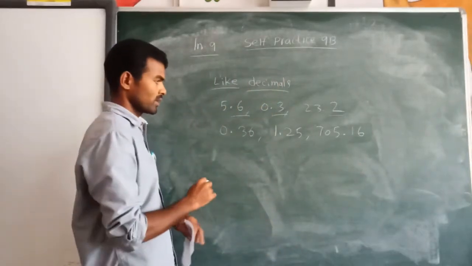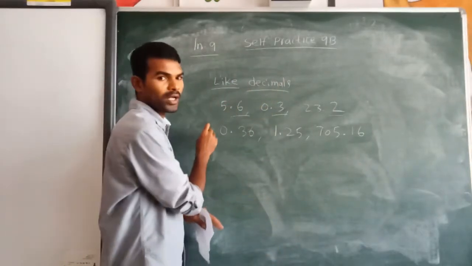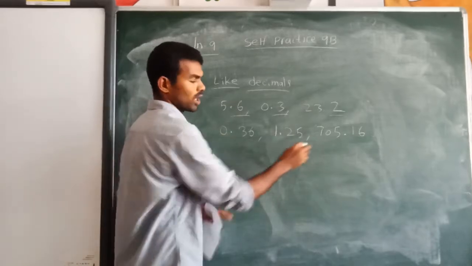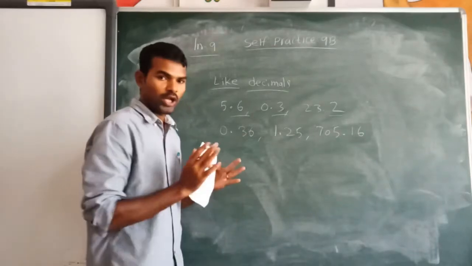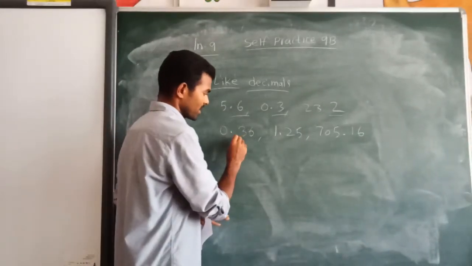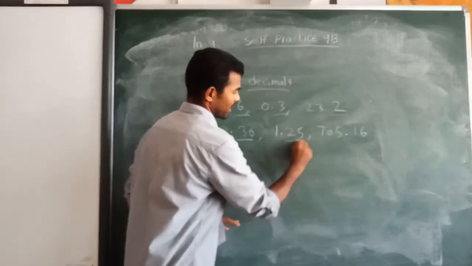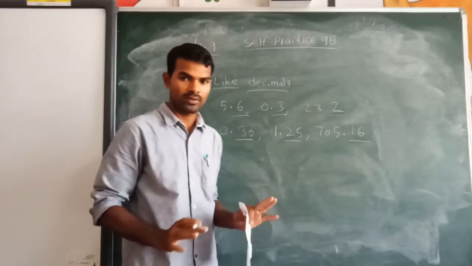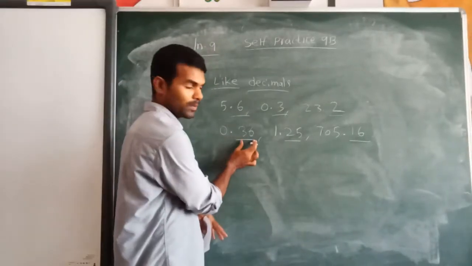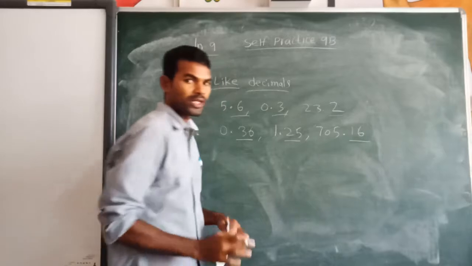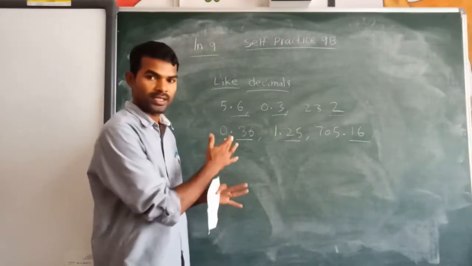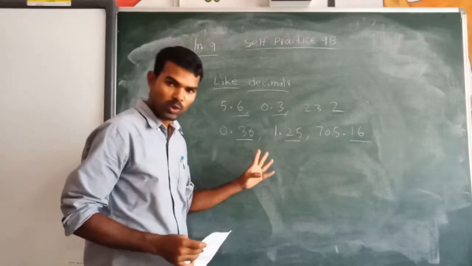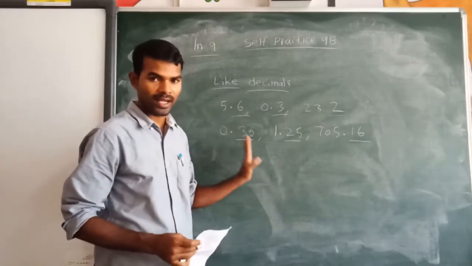Children, look at this. Don't look at the whole number. You leave the whole number; the whole number we don't consider. You have to see after the point. After the decimal point, how many numbers? That is only what we count. Here it is 2 places, here 2, here 2. So the decimal places here are 2, so this is like decimal. Got it? So 1 place or 2 places or 3 places, like this, that is like decimal.